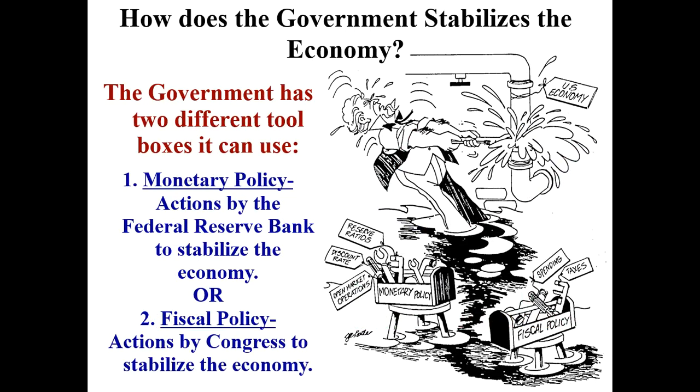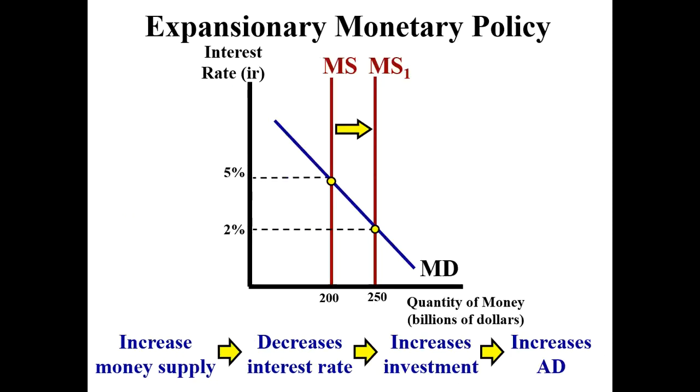So the government has two main toolboxes that they have to fix the economy. There's monetary policy that's controlled by the Federal Reserve. They can use that to stabilize the economy, or they can use fiscal policy, and that's up to Congress, and that's all about taxing and spending. So let's get into those.